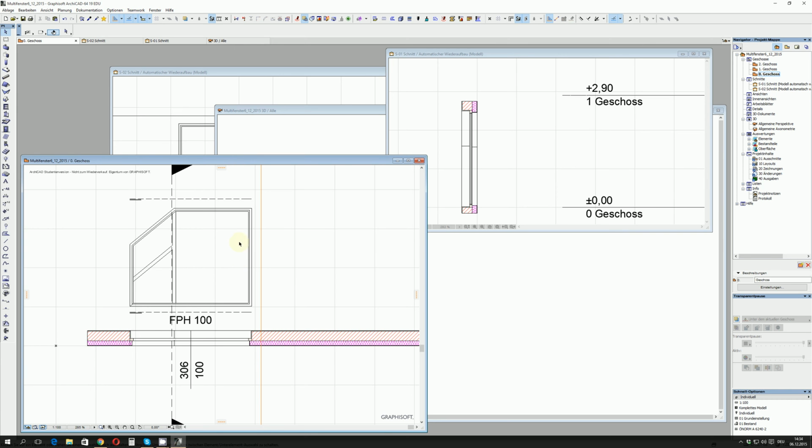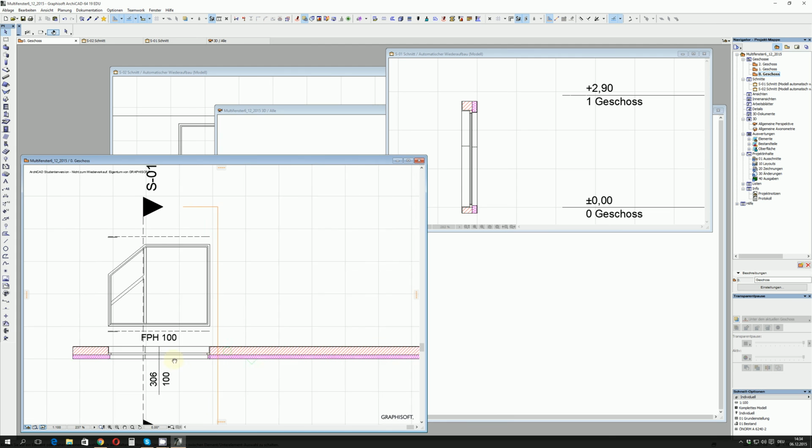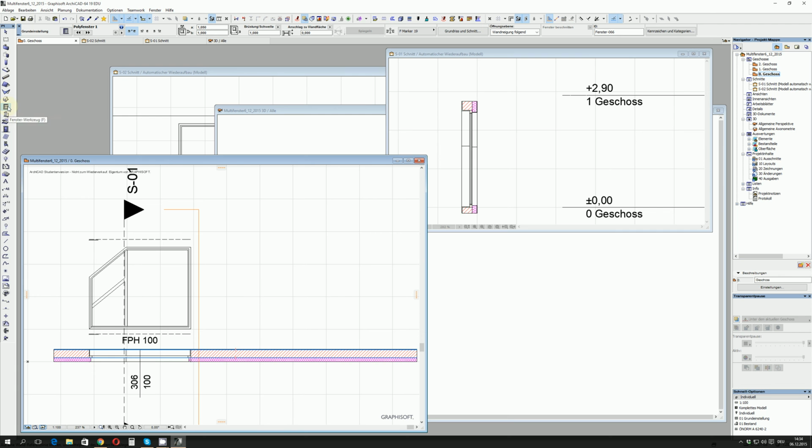Hello out there, I would like to show you my latest developments. They are still at a very early stage, but I think you can do amazing things compared to the normal windows which are situated in the library, the normal Windows library parts.